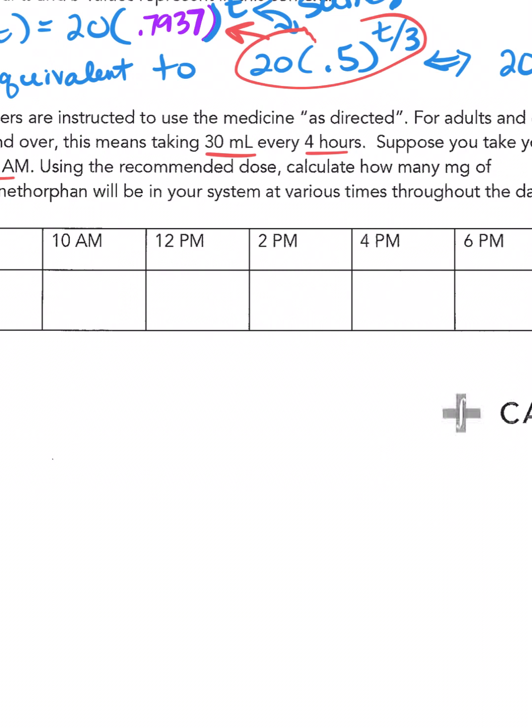So now how much do I have the next time and the next time and the next time? Well, this is 2 hours, isn't it? So we're going to do literally that: 20 times 0.7937 to the second, which gives us 12.60 milligrams. And then 8 a.m. to 12 p.m. What is that going to be? So see, this is 4 hours, isn't it?